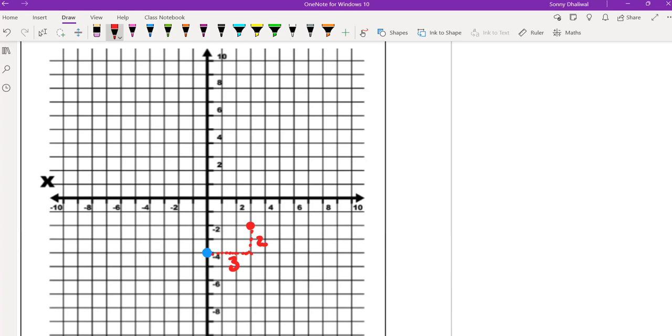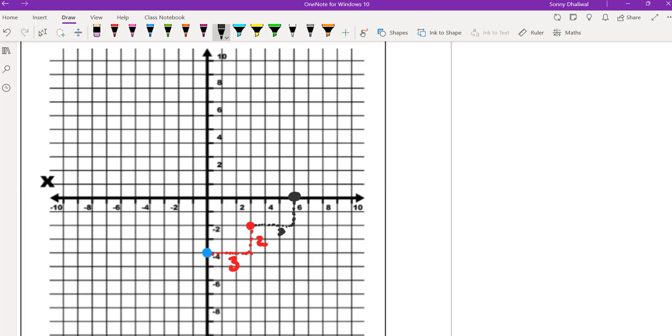A run of 3, a rise of 2. That gave us another point. Right? Now, we can do that again. Across 3, up 2. That gives us another point. Now, we can draw a line through these points.